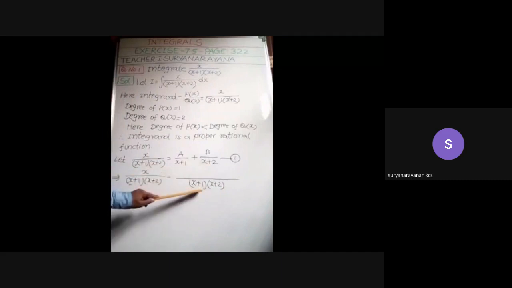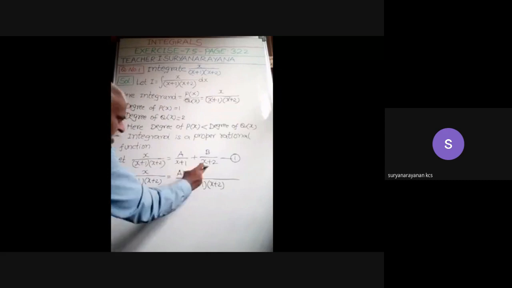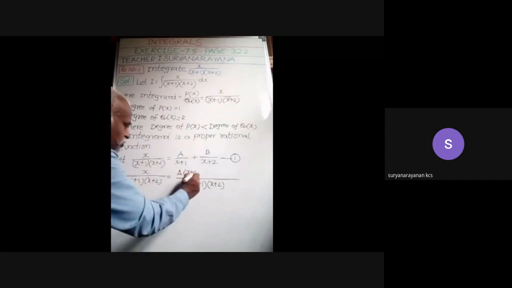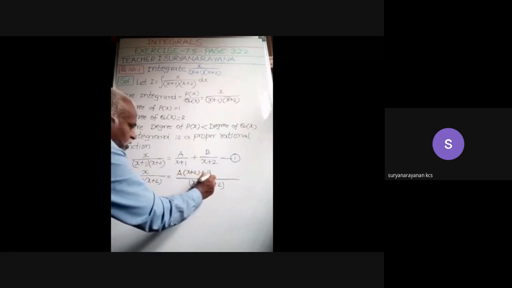Understood this LCM, my children? Right. Now let us write the numerator. A into x plus 2, just like a cross multiplication, plus B into x plus 1. Understood this numerator, my children? Here this factor gets cancelled. What will be left here? x plus 2. So A into x plus 2. Plus, here x plus 2 gets cancelled. Which factor will be left here? x plus 1. So B into x plus 1.